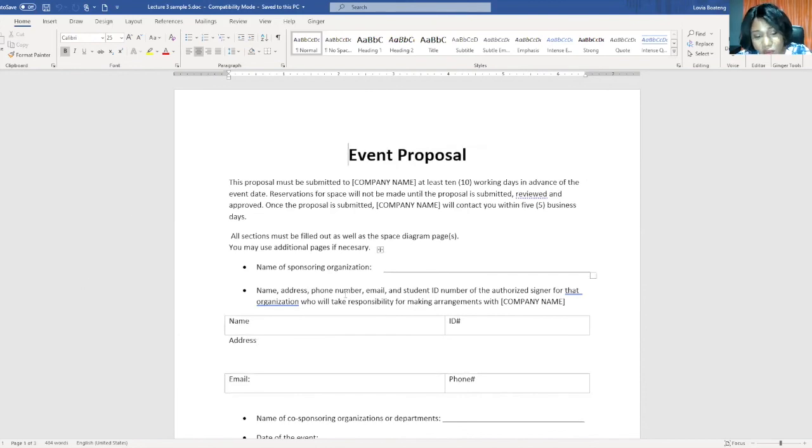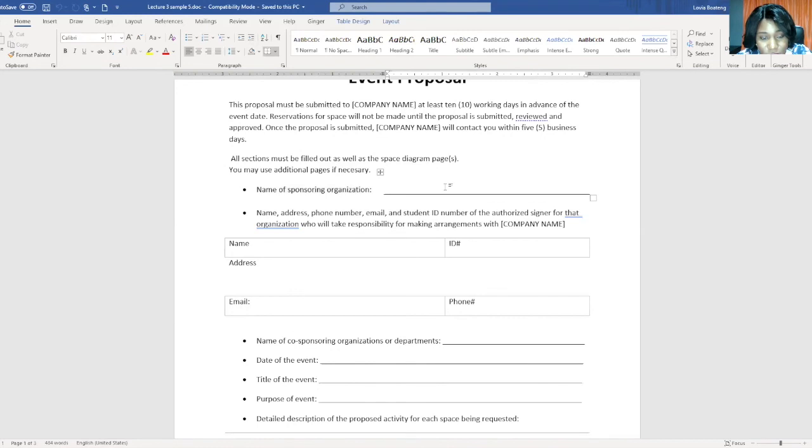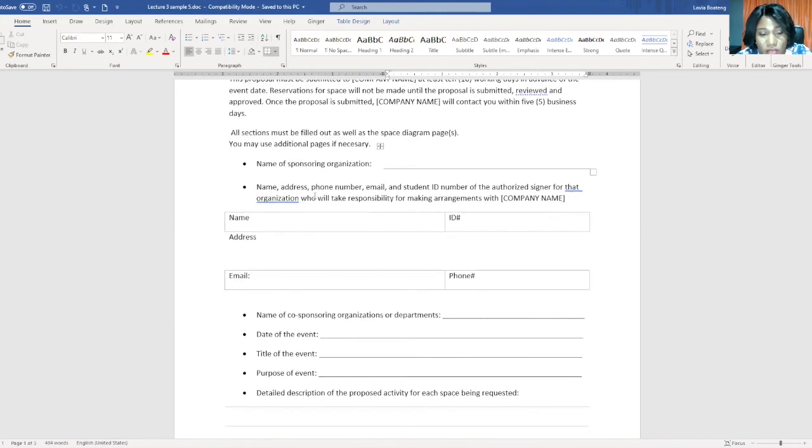So this proposal is very detailed. First, they are asking the name of the sponsoring organization, because in this case, they want to know who is paying for the event. And then they want the name, address, phone number, email, and student ID number of the authorized signer for that organization, who will take responsibility for making arrangements with the company.